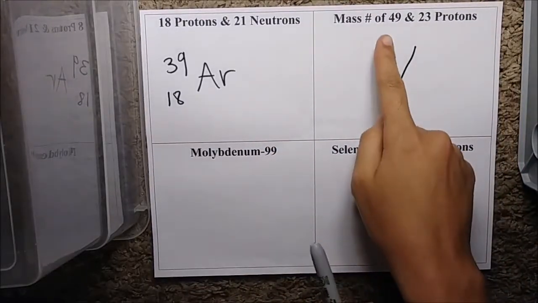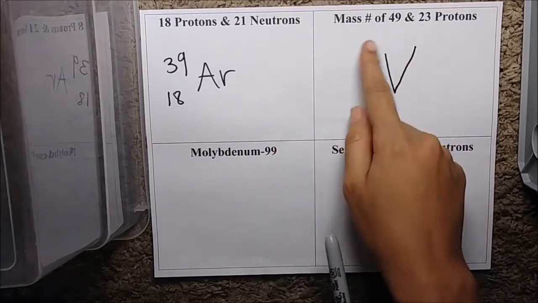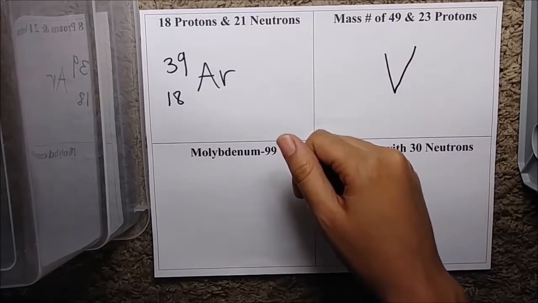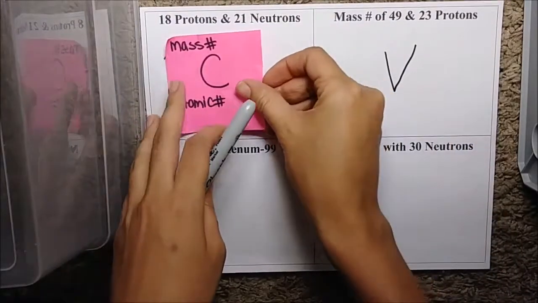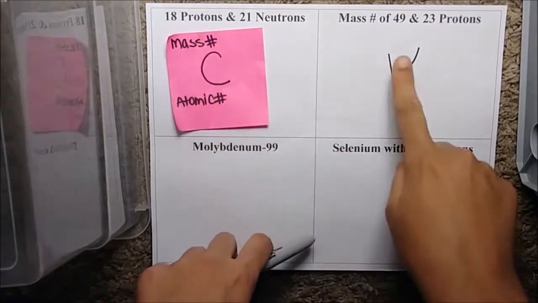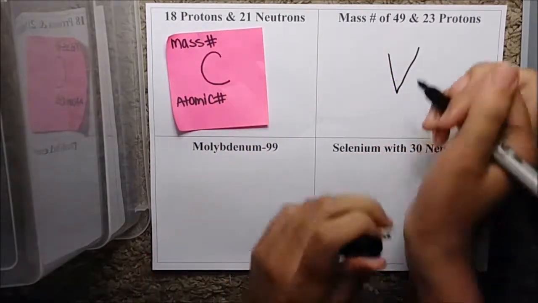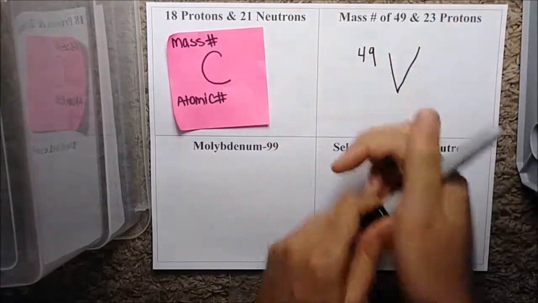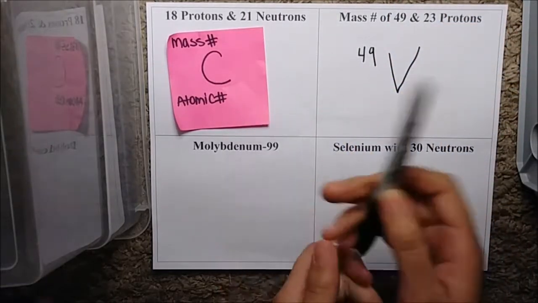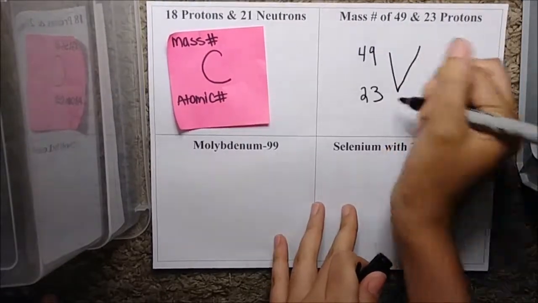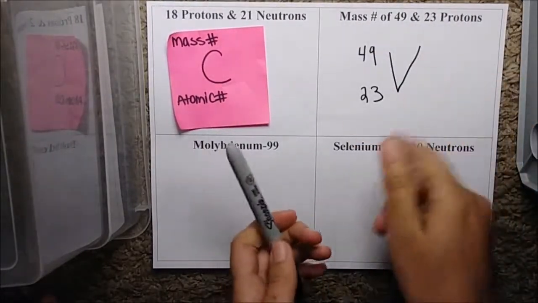Now I'm given my mass number already, so here we don't have to figure it out. It's just given to us. So if I pull this out again here, we can see that the mass number has to go right here. So I'm already given my mass number of 49, and then my atomic number is 23. And this one's already complete.